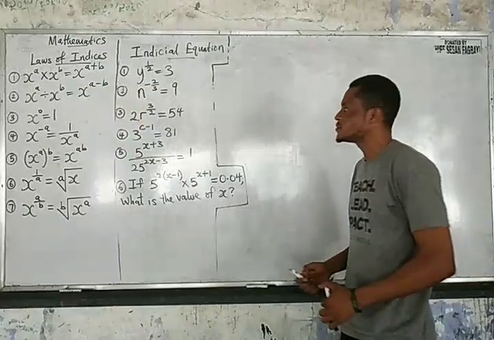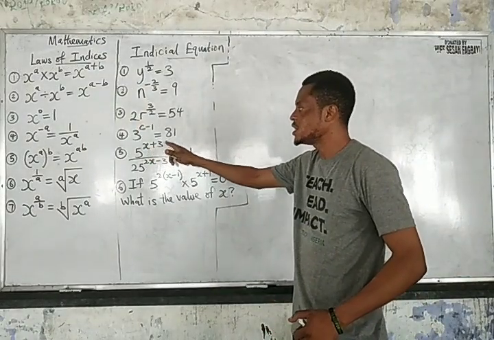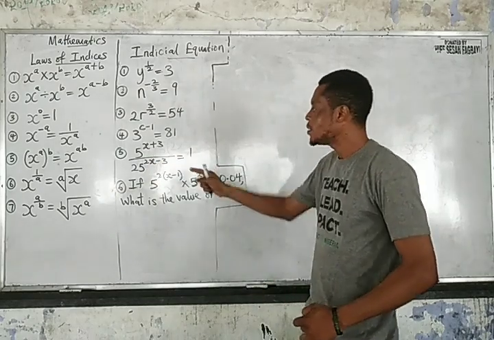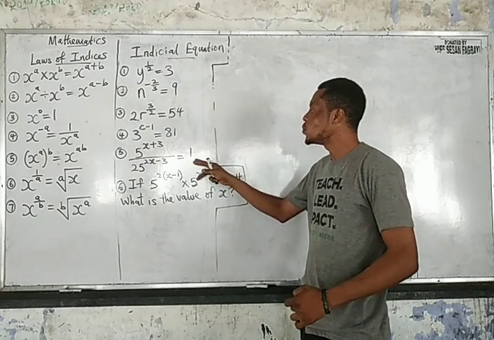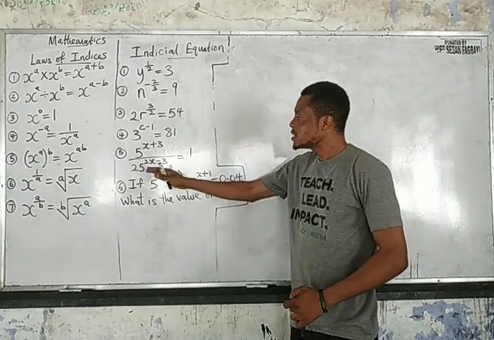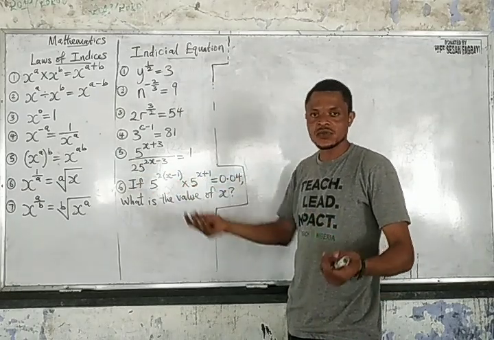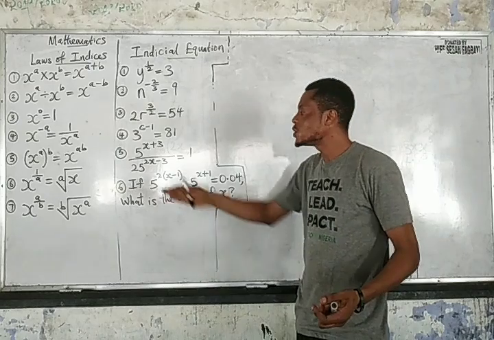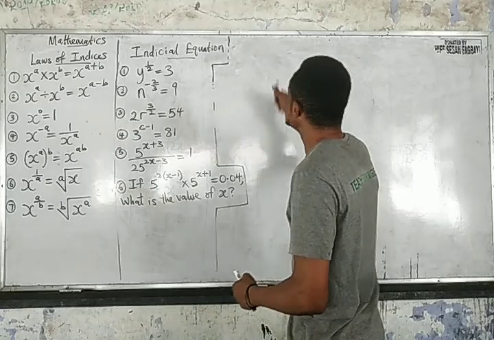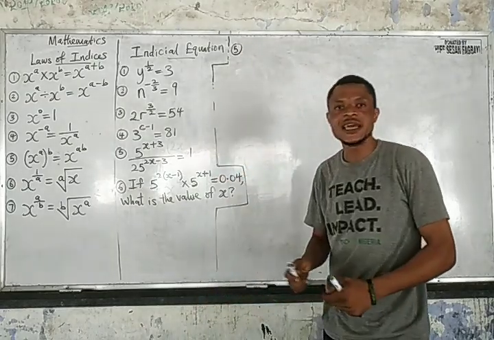Easy. Number 5. We state 5 raised to the power of x plus 3 all over 25 raised to the power of 2x minus 3, everything to be equal to 1. It is equally correct to assume that this 25 is still 5 raised to power 2, because 5 raised to power 2 is still 25. So let's see what we have from the process we shall embark upon here.